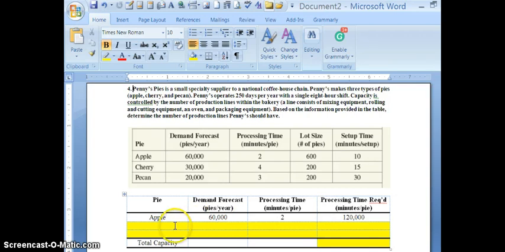I'd want to do the same thing for cherry and pecan, and then I would want to total the minutes of all 3 pies, and that will give us the total processing time needed, or capacity needed, to meet our demand forecast.